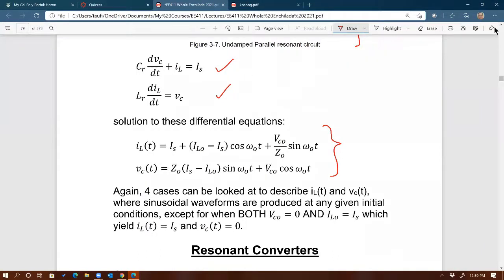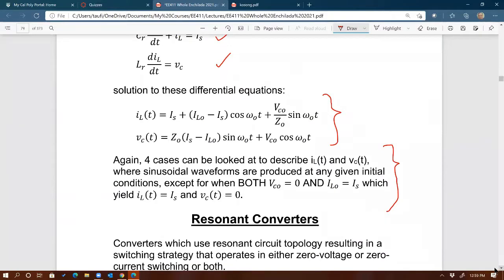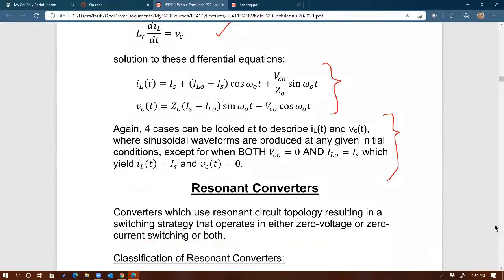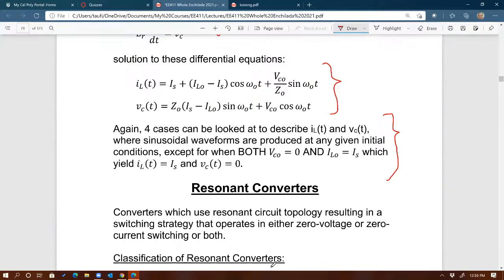Same as before, we find the solution to these 2 equations, and we get the solution for that circuit that shows that, again, inductor current and capacitor voltage are both sine waves. And please apply the 4 different cases again, to prove that they are indeed giving you a sine wave regardless of initial conditions. Any questions on that? Let me stop right here first and stop sharing first.